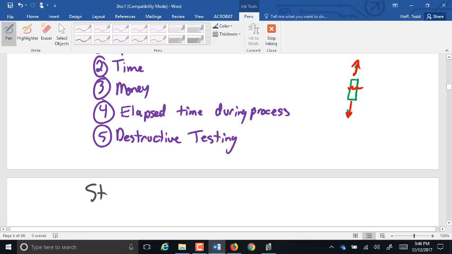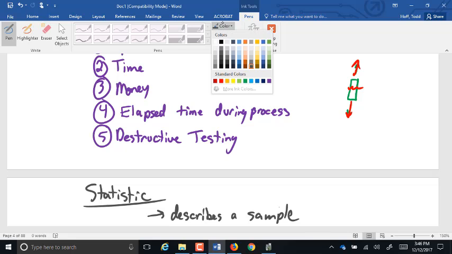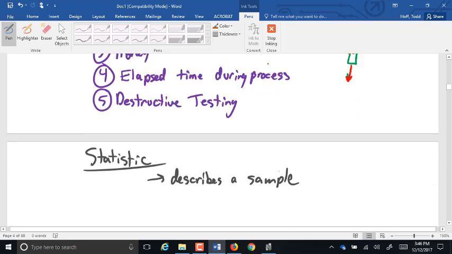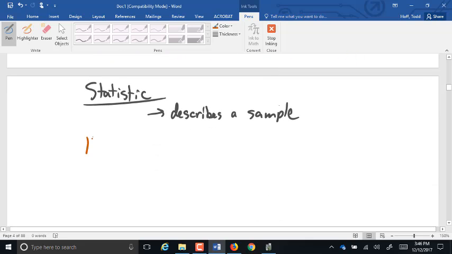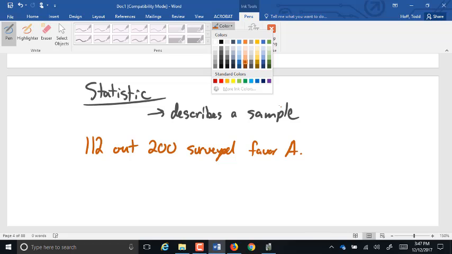Well, a statistic is a piece of information that describes a sample. So let's go back to our election example again. And let's say that 112 out of 200 surveyed favor candidate A. That is a statistic.